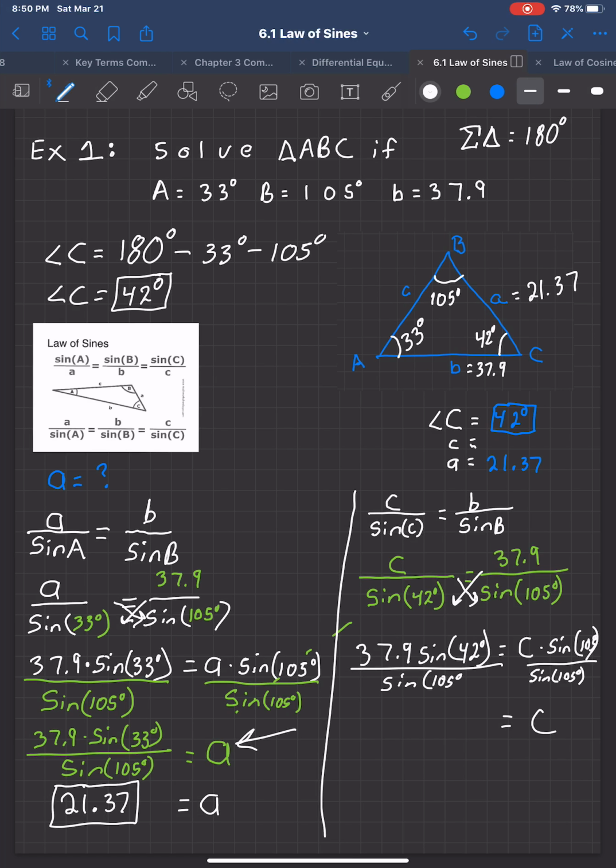We now can get to our results, so that's going to be length C is 37.9 times sine of 42 degrees divided by sine of 105 degrees. Okay? Or in other words, C is roughly equal to 27.